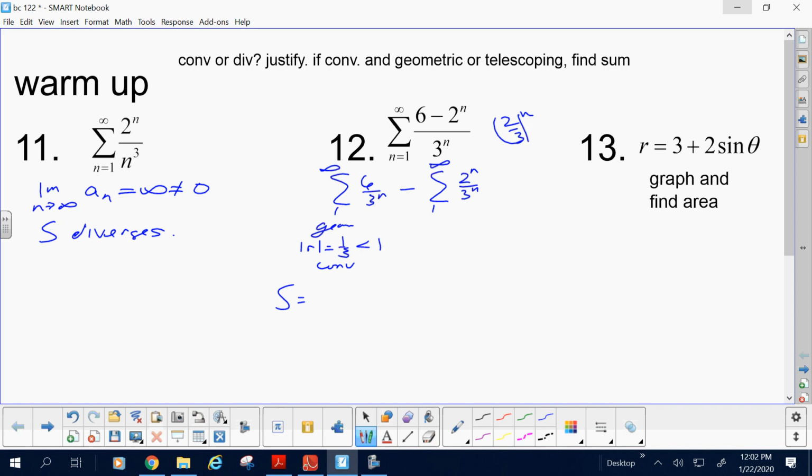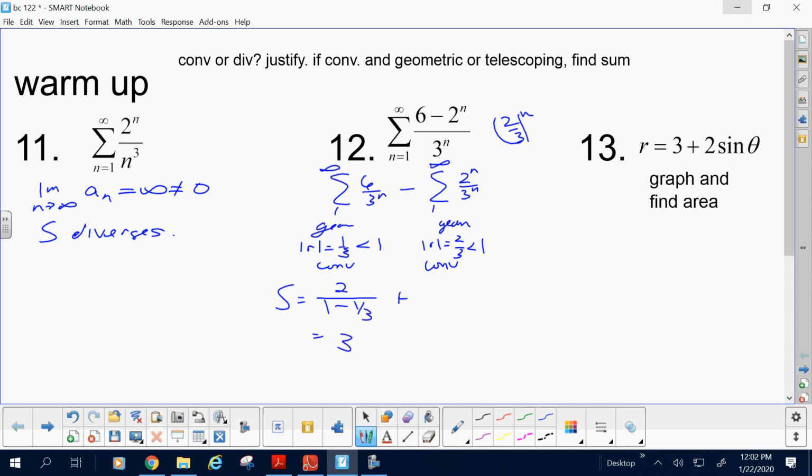What is A1? 2. What is the common ratio again? 1/3. What's 2 over 2/3? 3. Did you get 3 for the first sum? Cool. For the second one, is it geometric? It is. What's the common ratio? 2/3. Does that meet the condition or the test value of less than 1? Yes. It does. So that converges, and therefore it's appropriate to use the formula there.